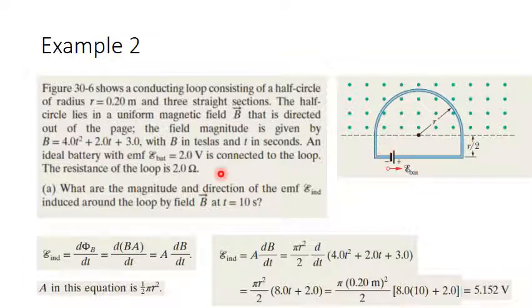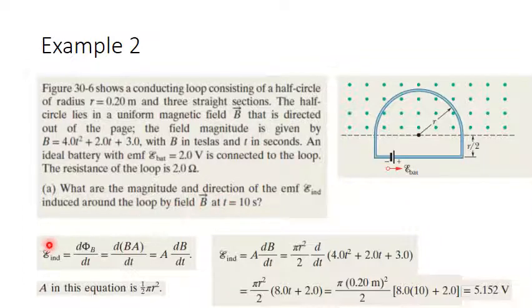Okay. Now it is required: what are the magnitude and direction of the EMF induced around the loop by the magnetic field at time t equals 10 seconds? It is required to find out the induced electromotive force due to the changing of the magnetic field inside the loop at time t equals 10 seconds.